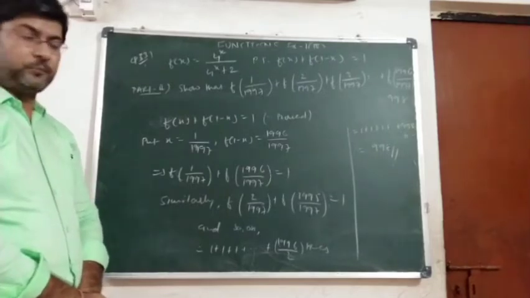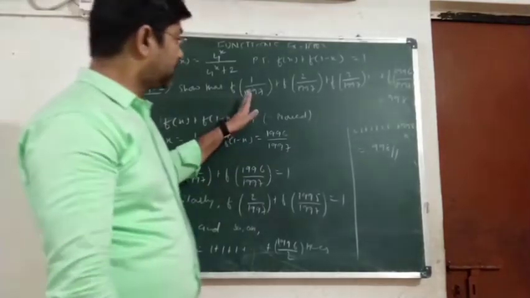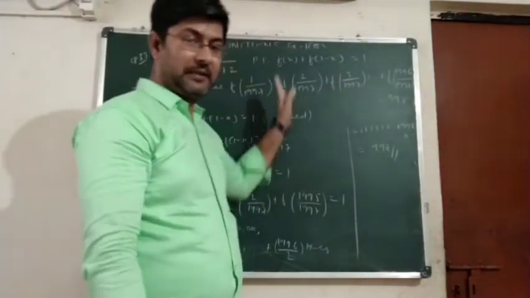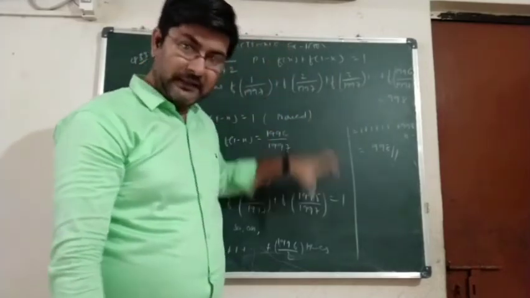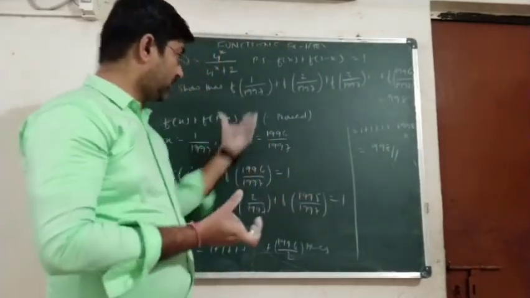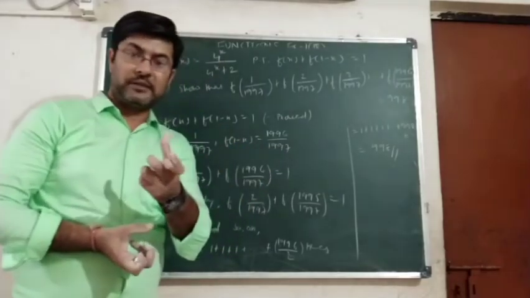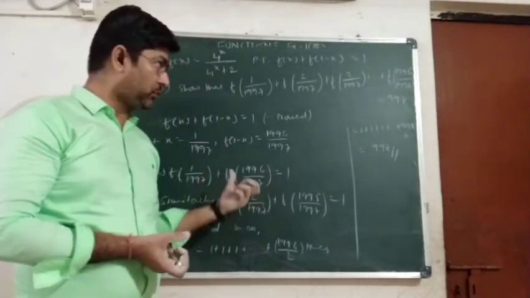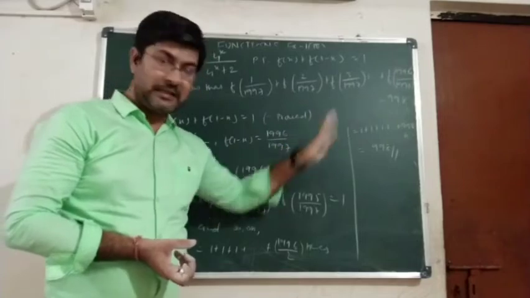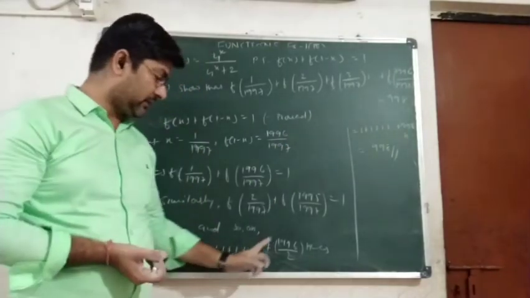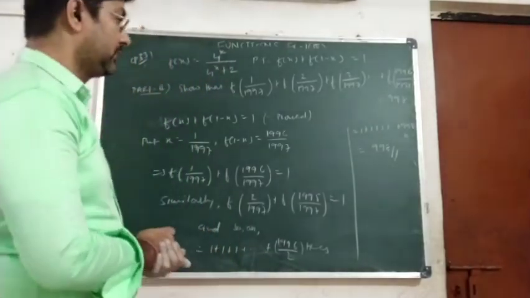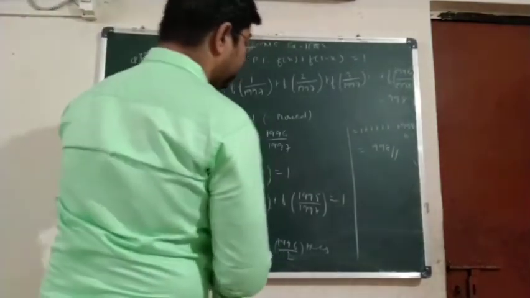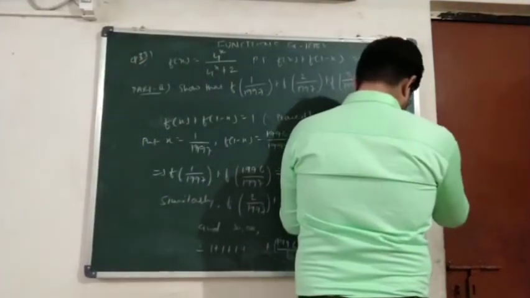I hope you have understood. Since the sum of the first and last term, second and second last term, third and third last term, taking in this way, we are taking 2 terms at a time. The sum of 2 terms is 1. So in total we will have 998 times 1, that is 1 plus 1 plus 1, 998 times, and that will be equal to 998. Clear?